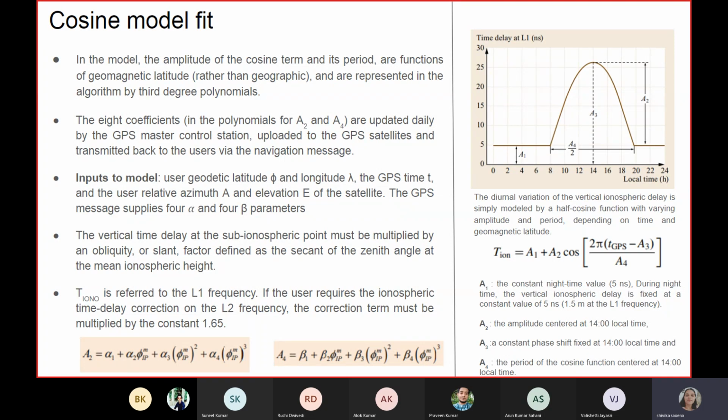So T-iono is referred to the L1 frequency. If the user requires ionospheric time delay correction on the L2 frequency, the correction term must be multiplied by a constant of 1.65. So here, using this Klobuchar model, we are arriving at ionospheric delay for the L1 frequency. For the L2 frequency, we just need to multiply by a constant.